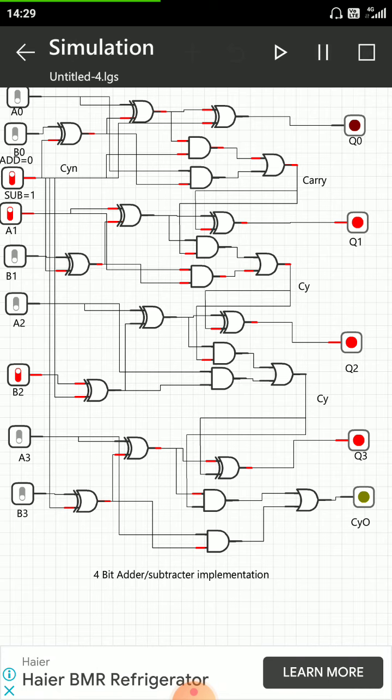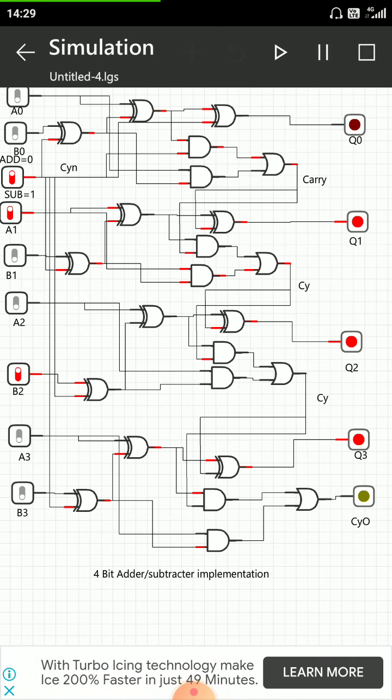You will read from Q3. Your MSB is Q3, then Q2, Q1 and Q0. So your Q3 will denote the sign, because our result is negative. That's why Q3 is set to high. Q3 is used for the sign, so our result is negative, with a negative sign.